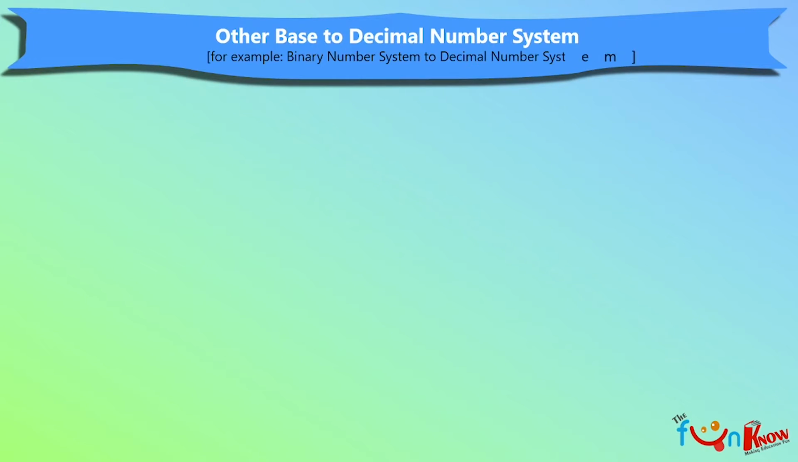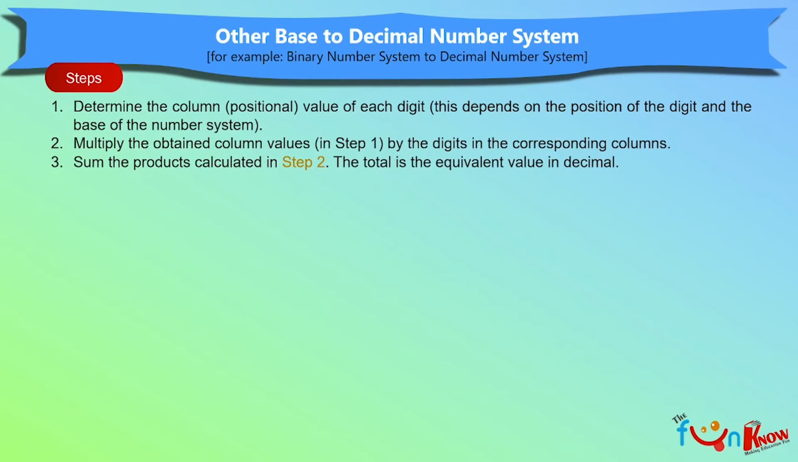Now, students, let us understand other bases to decimal number system. Steps. Determine the column or position value of each digit. This depends on the position of the digit and the base of the number system. Multiply the obtained column value in step 1 by the digit in corresponding columns. Sum the products called in step 2. The total is an equivalent value in decimal.